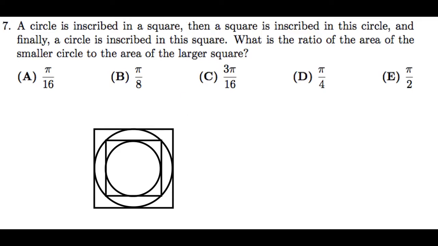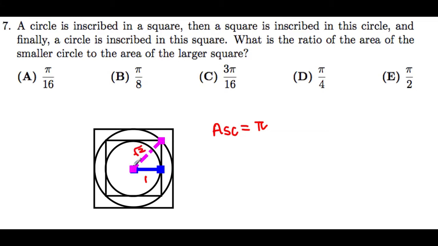What if I were to assume that the radius is equal to 1? Then the area of the small circle is equal to pi, because pi times 1 squared is simply pi. But how about the large square? We realize that if that's equal to 1, then this must be equal to radical 2. Because 1, 1, radical 2.